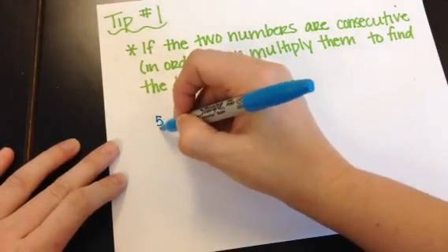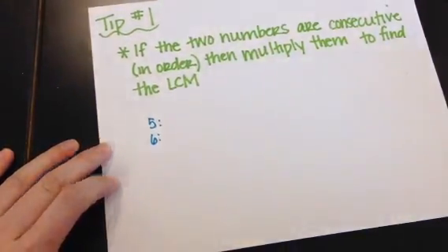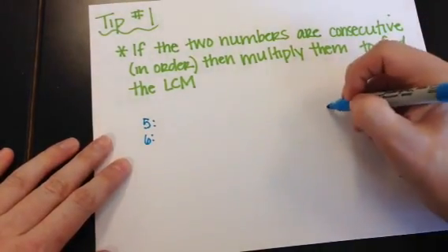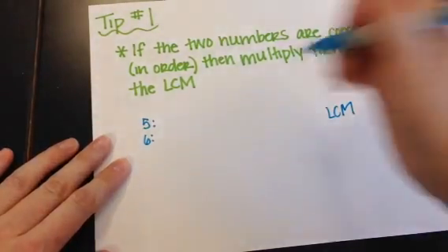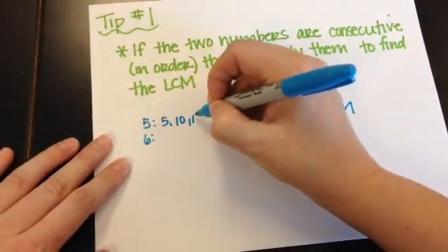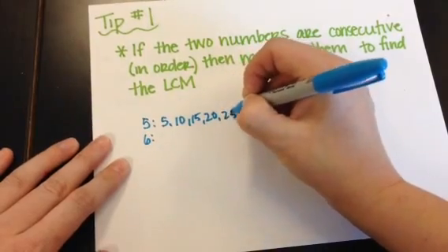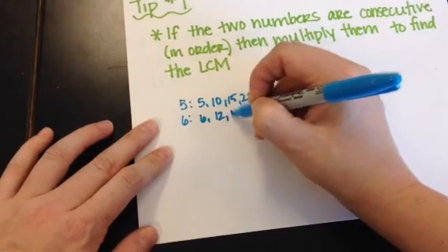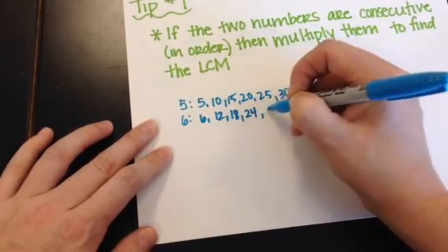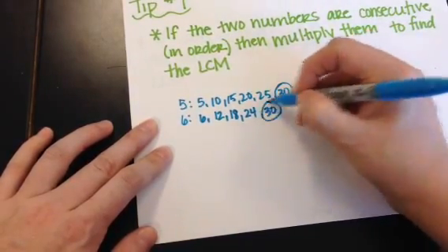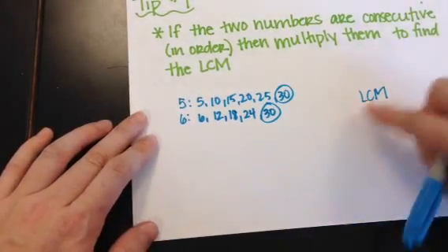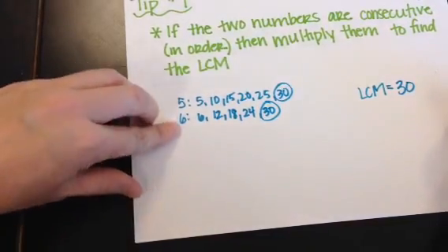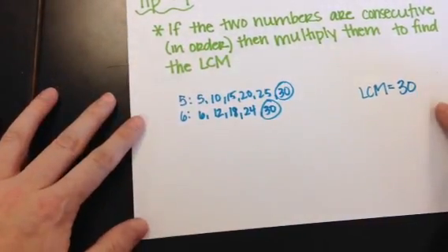So 5 and 6. If we wanted to find the least common multiple of 5 and 6, we could multiply them to get 30 as the least common multiple. So just to check that, 5, 10, 15, 20, 25, 30. And I could do the same thing with 6: 6, 12, 18, 24, 30. So 30 is the smallest number that appears in both lists. Therefore, 30 is the least common multiple. Again, because they're consecutive, they get multiplied together in order to find the least common multiple.